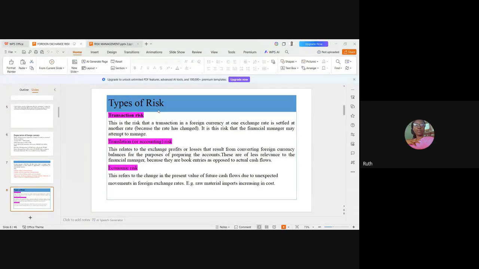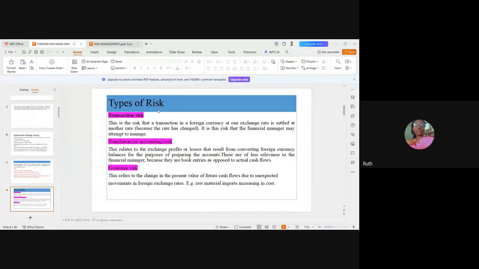Transaction risks are the risks arising from the exchange rates between the transaction date and the settlement date. We are going to have a date where the transaction is made and then the date where they are going to make payments. So, this actually affects the cash flow.